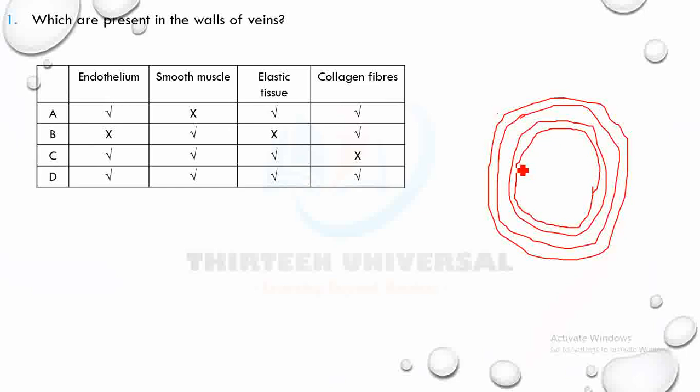Okay, so if this were to be a vein, guys, the outermost layer is called tunica externa. So this has collagen fiber, okay, and of course elastic tissue. The middle one is called tunica media. It has smooth muscle, collagen fiber, and elastic tissue. So this is the endothelium, the inner layer. Of course, this is the lumen.